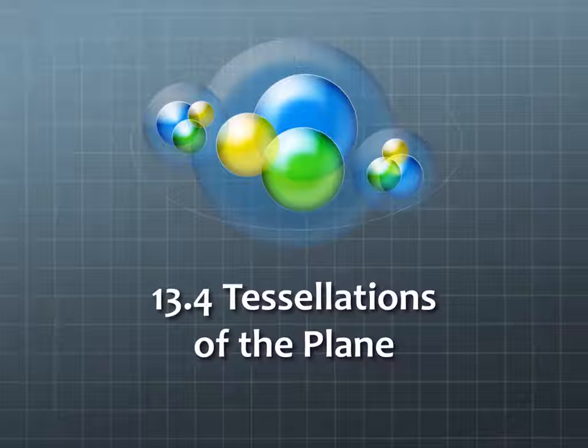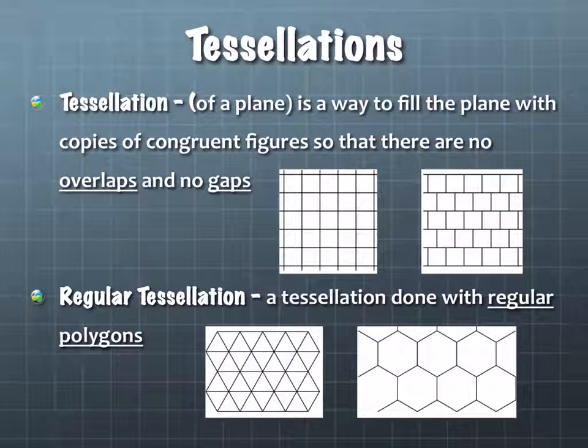Today we're taking a look at the last section in chapter 13, which is called Tessellations of the plane. Now, the pattern blocks that you used up here at the front, you didn't completely tessellate with them, but you all did some portion of tessellating ideas. So let's first talk about what a tessellation is.